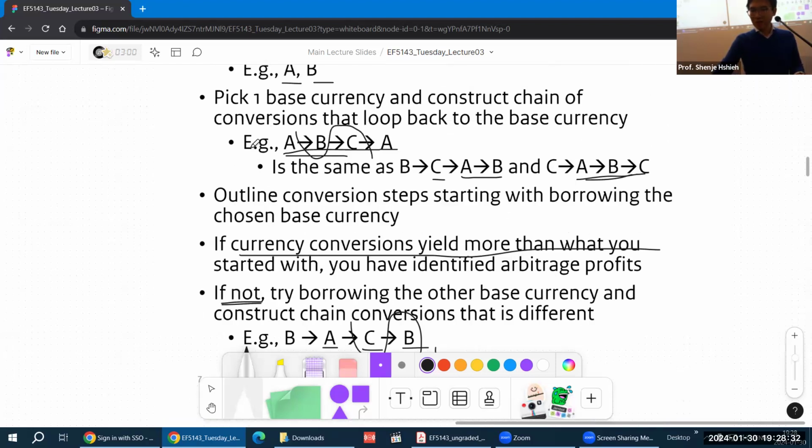If one way works, then you're done, right? You're done. The question that I will typically ask is, are there arbitrage opportunities? And if you identify one, you're done. Okay. And then you outline your strategy, and that's it.